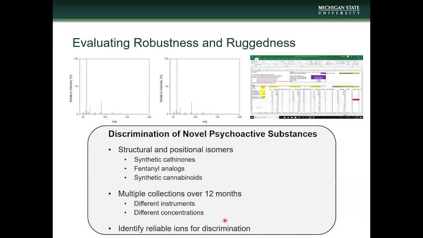So the next step we wanted to investigate was applying this method to statistically compare structural and positional isomers of novel psychoactive substances. So to do this, we selected synthetic cathinones, fentanyl analogues, and synthetic cannabinoids. And we selected these compounds after looking at a document that's published on the OSAC Seized Drugs Subcommittee website.